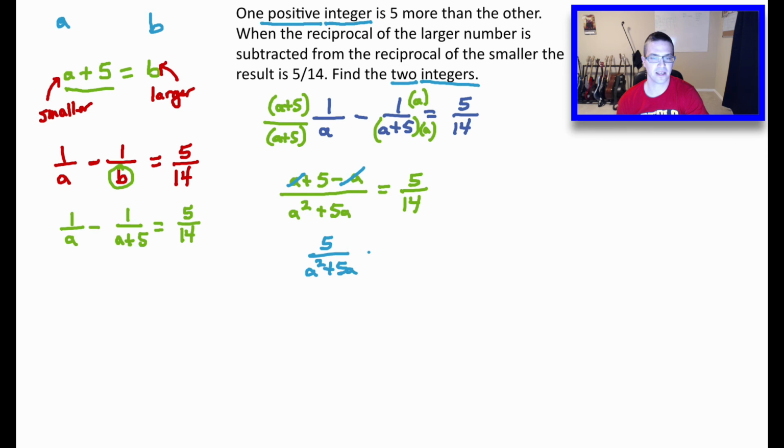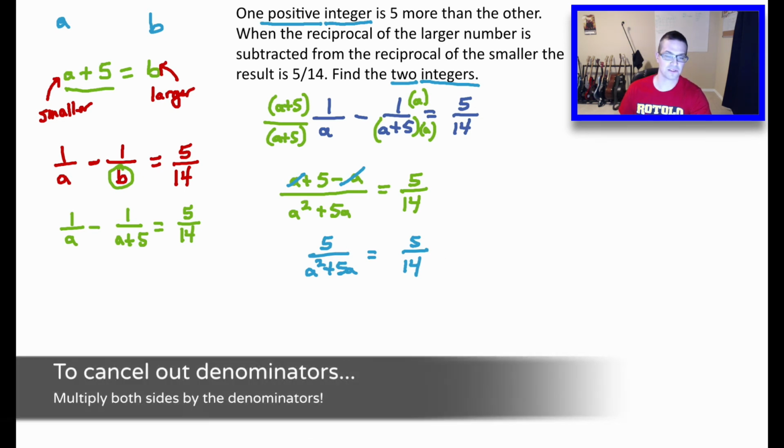Plus 5A equals 5/14. Okay, now to solve this, I have to get rid of these denominators here. And the easiest way to get rid of the denominators is just to multiply both sides by the denominator. So if I multiply both sides by 14 here, this 14 and this 14 are going to cancel.